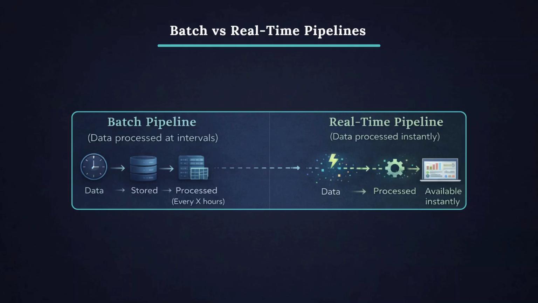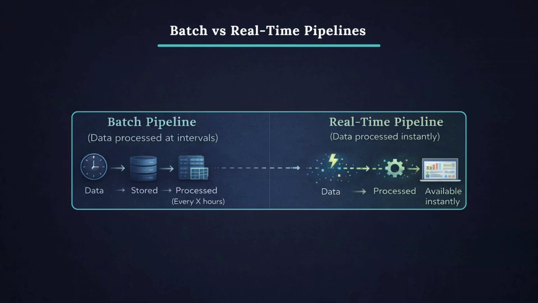In a batch pipeline, data is collected over a period of time in the form of batches, for example, daily or monthly. And then that data is processed together to create reports or dashboards. So if a new record is added to a sales table, it won't immediately appear in the dashboard. It will only show up after the next scheduled data refresh. Because of this, a small delay is usually acceptable.